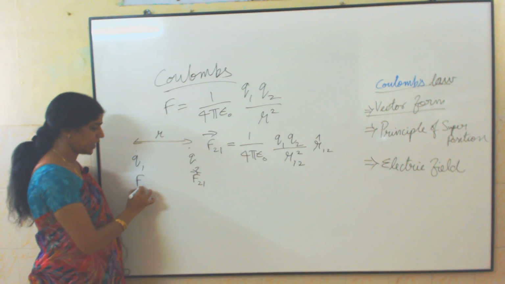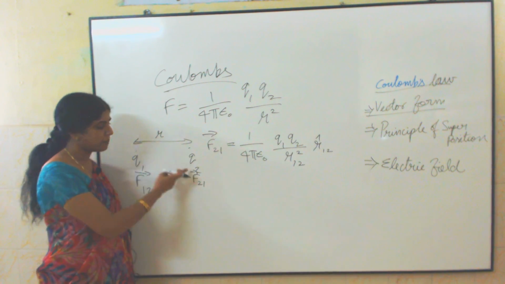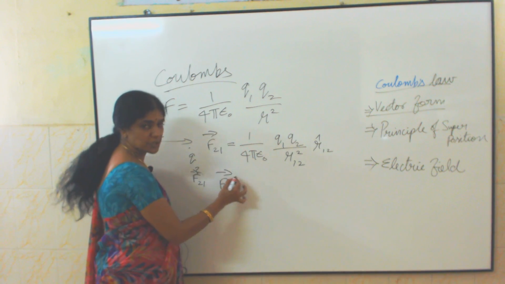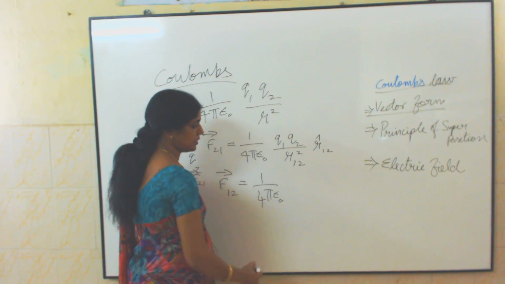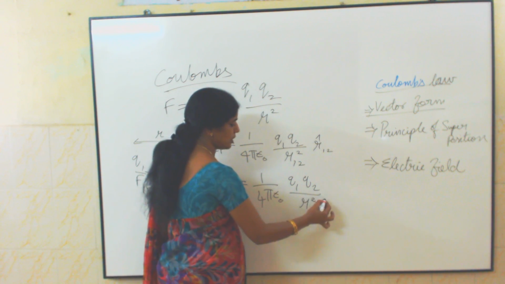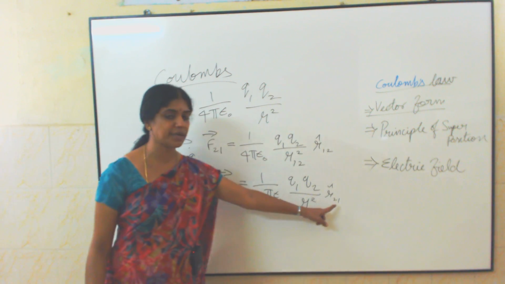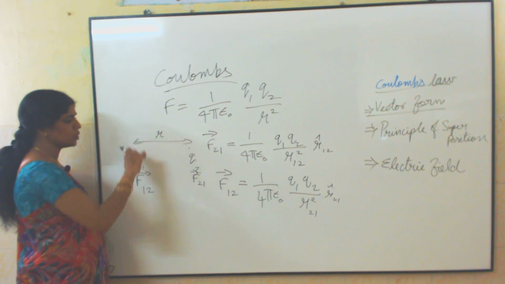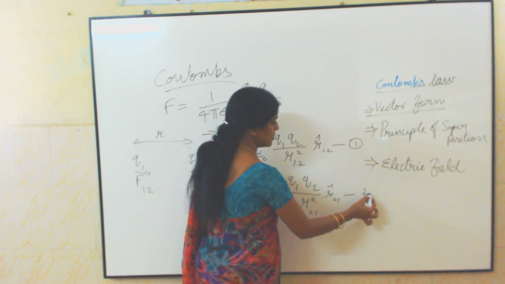Similarly, let F12 vector be the force exerted on the charge Q1 by Q2. Similarly, I can also write this equation, isn't it? So, F12 is equal to 1 by 4 pi epsilon naught Q1 Q2 by R21 square into R21 cap, where this R21 cap is nothing but the unit vector. It gives you the direction. The force is acting from Q2 to Q1. So, let this be equation 1 and this be equation 2.